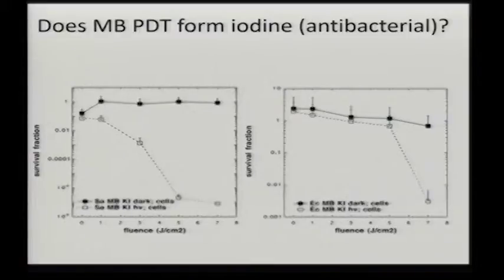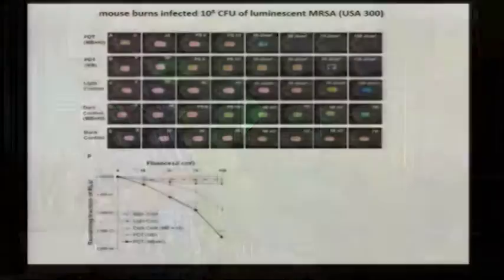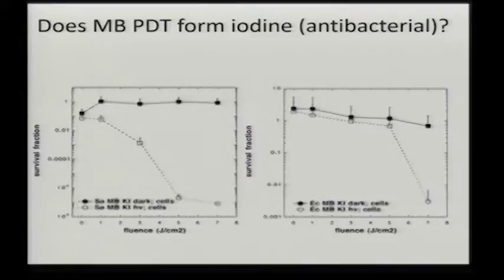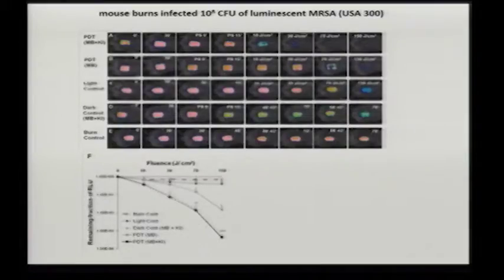There was some suggestion that the iodine that we were producing might have been responsible for killing the bugs. That's probably not the case, because we did some studies by shining the light on the mixture of potassium iodide and methylene blue and then putting the bacteria in afterwards. And that didn't really kill.